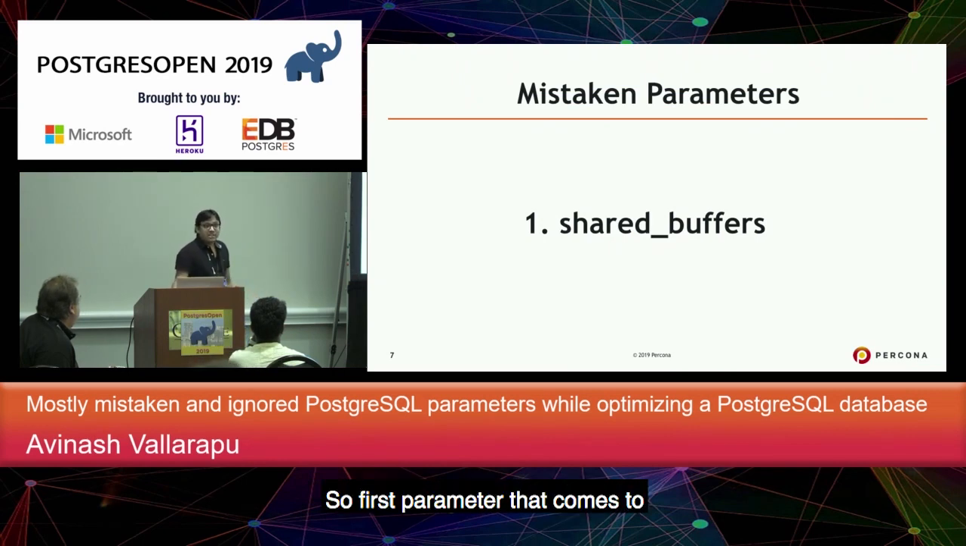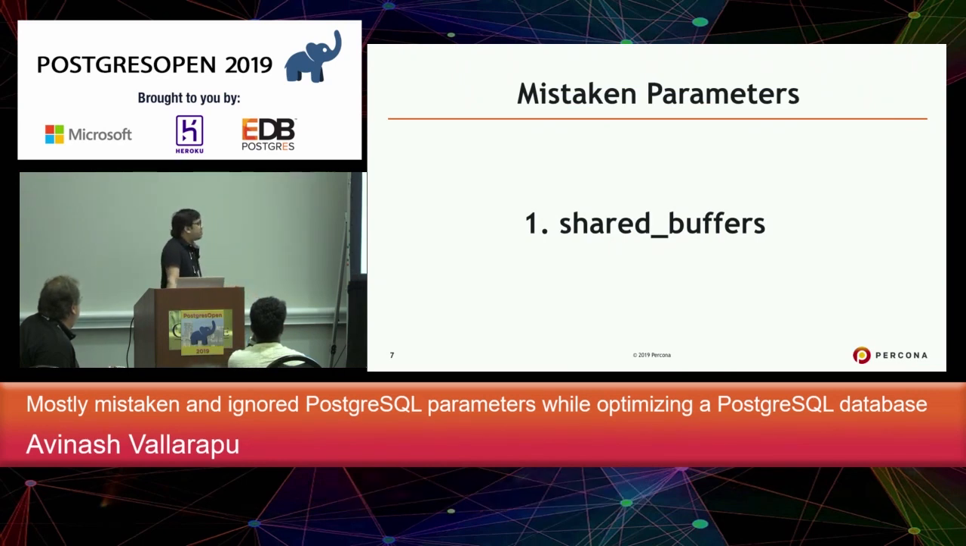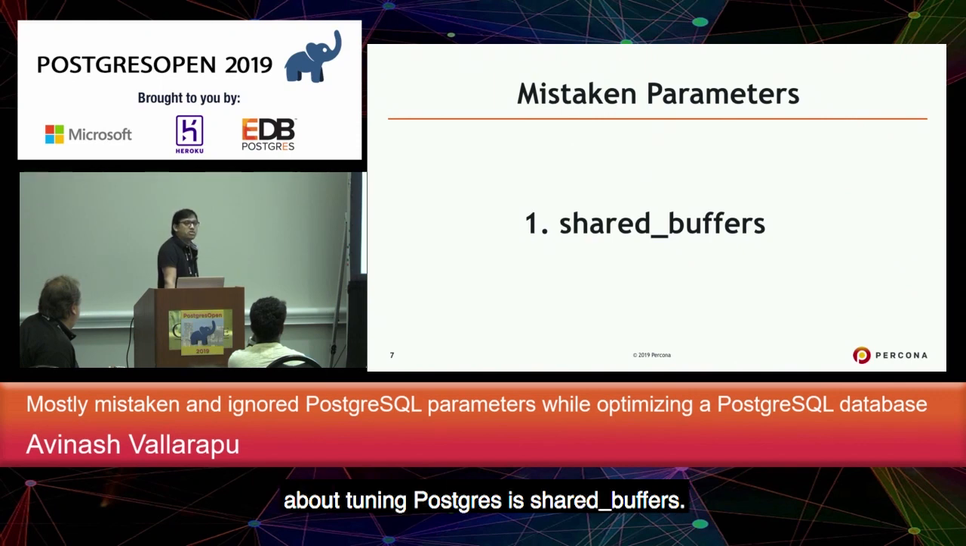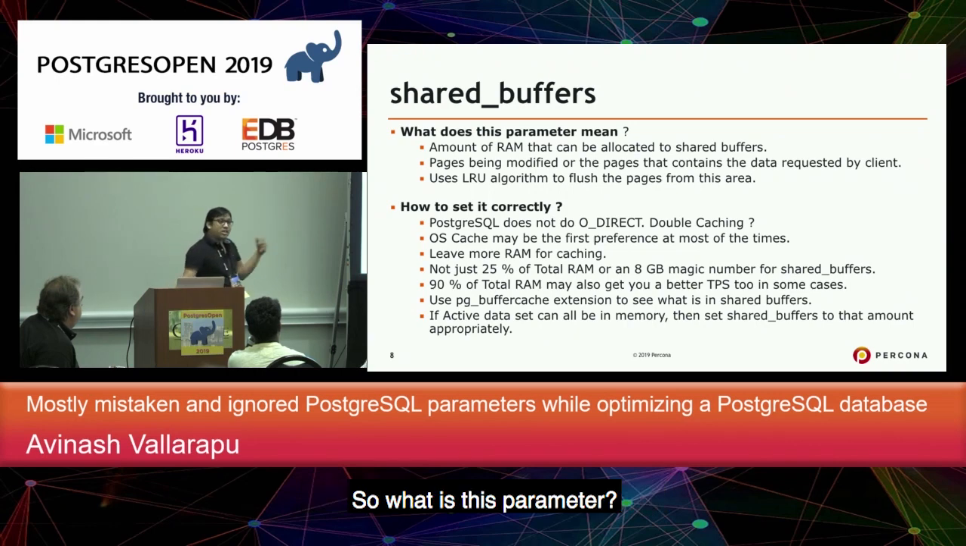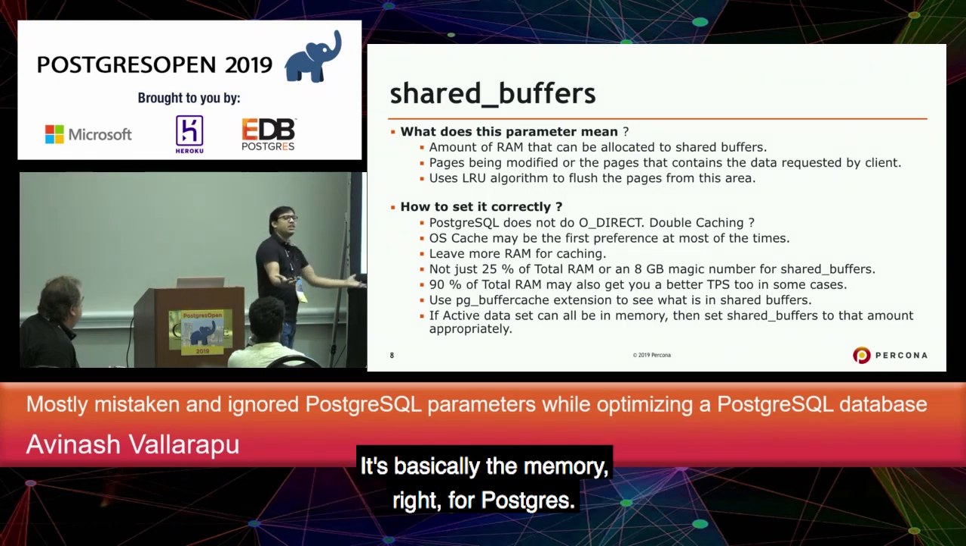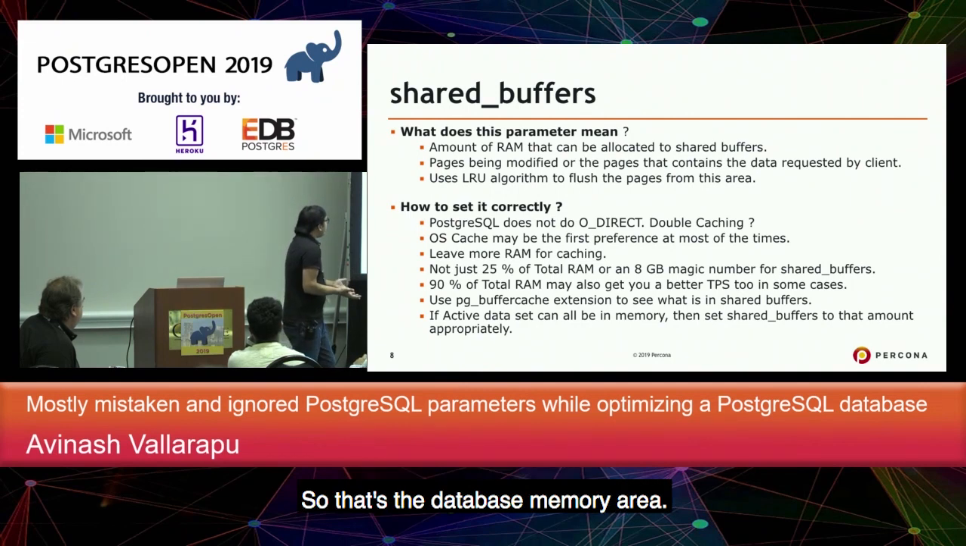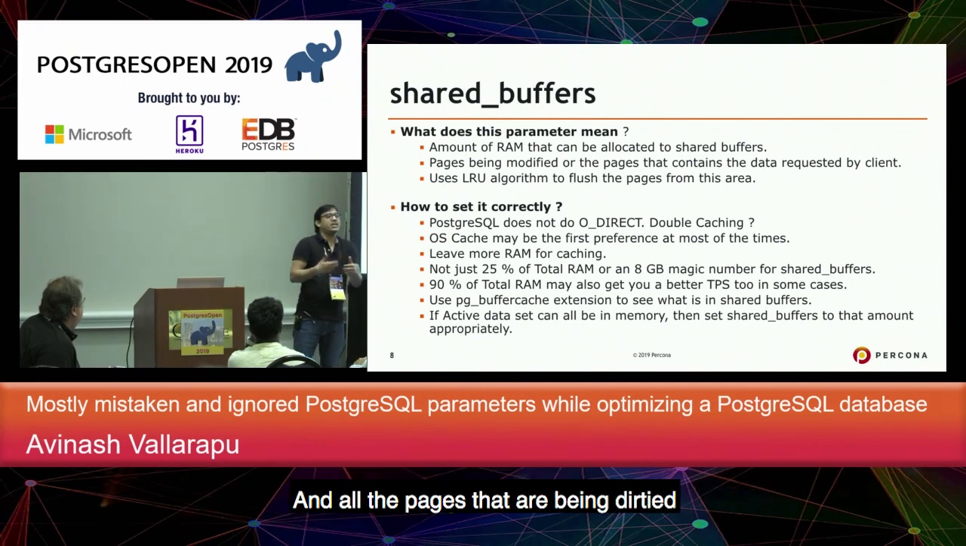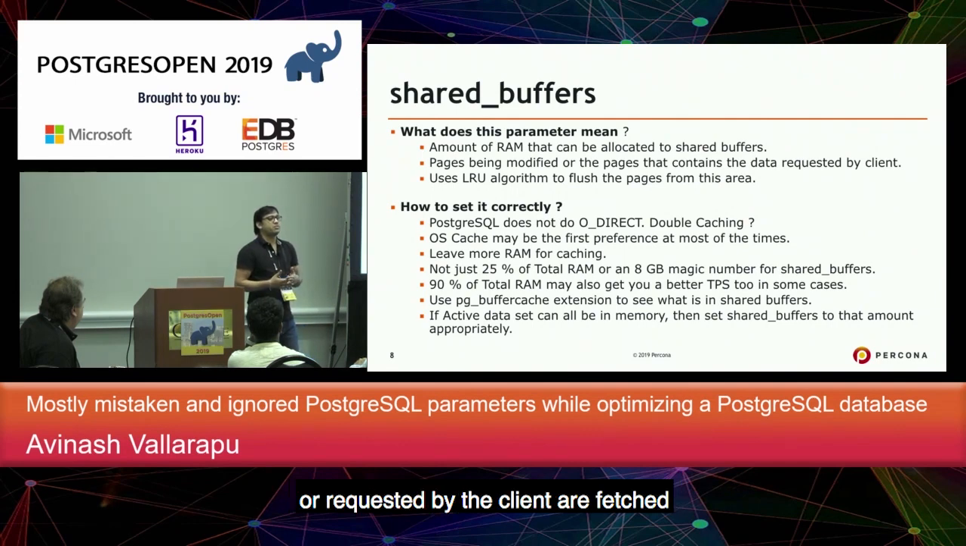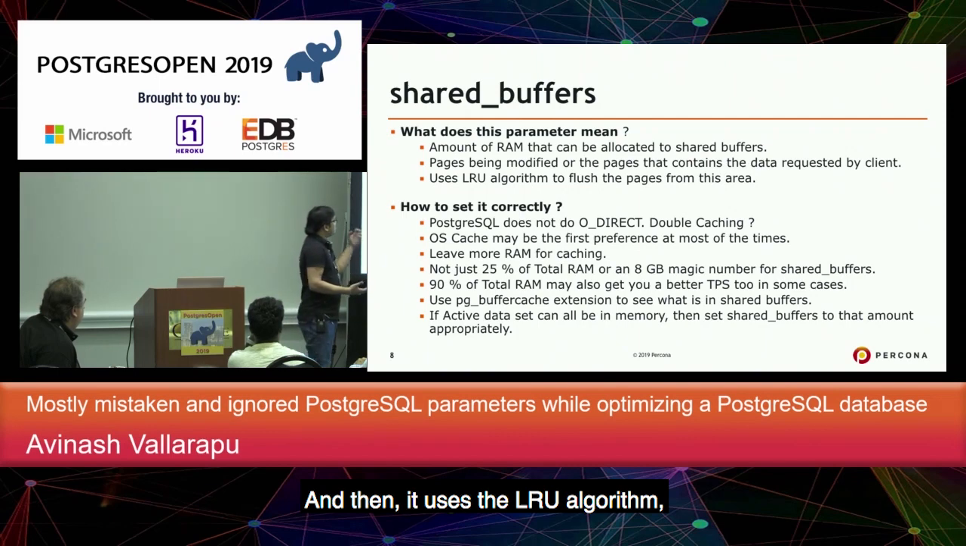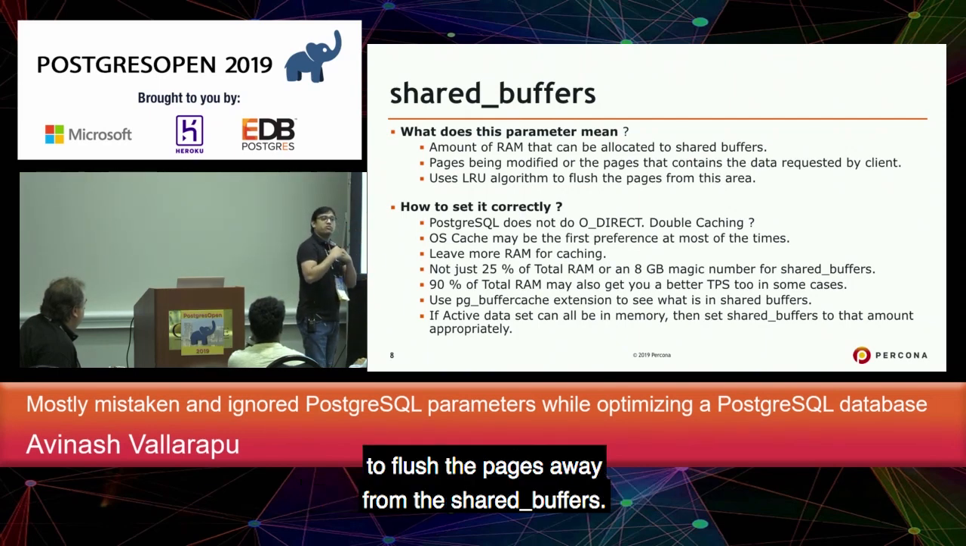So the first parameter that comes to our mind when we are talking about tuning Postgres is shared buffers. So I would want to start there, right? So what is this parameter? It's basically the memory for Postgres. That's the database memory area, and all the pages that are being dirtied or requested by the client are fetched to this shared buffers, and then it uses the LRU algorithm, the least recently used algorithm, to flush the pages away from the shared buffers.